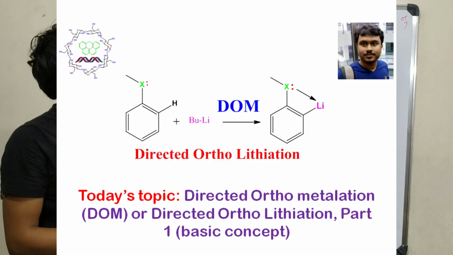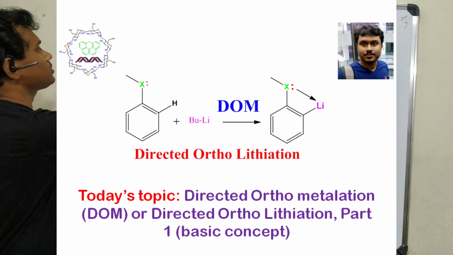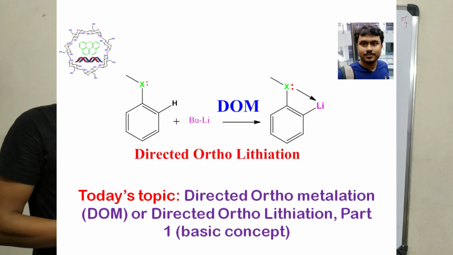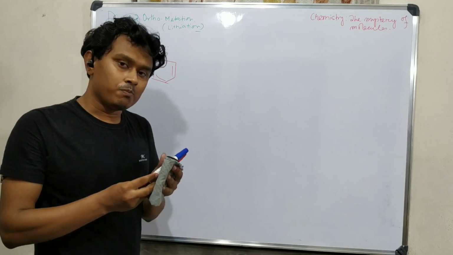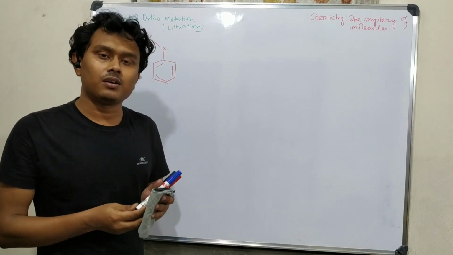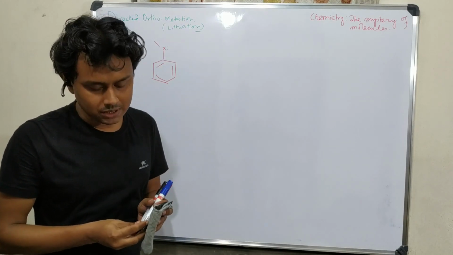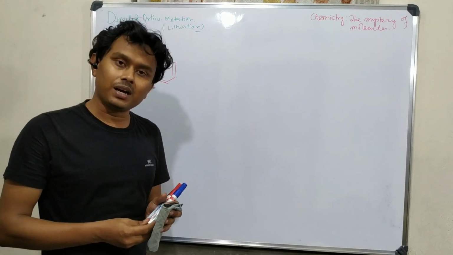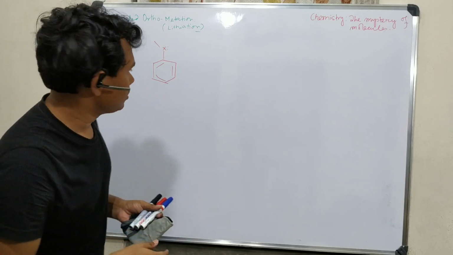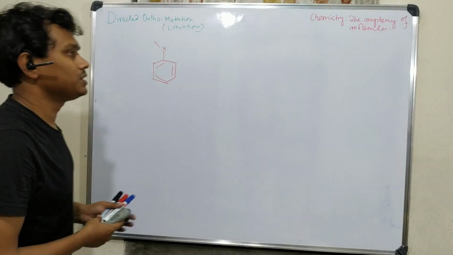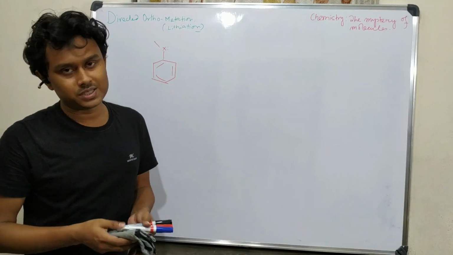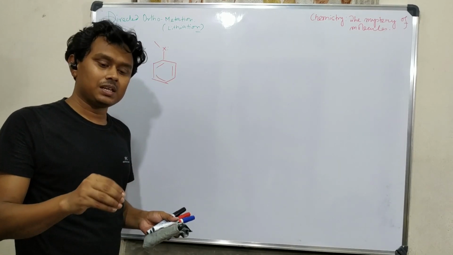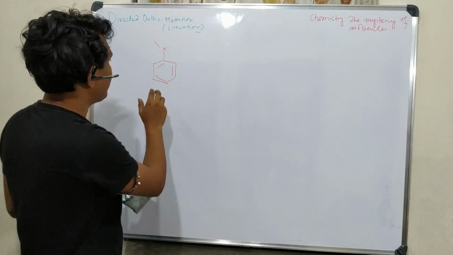And today we are going to learn about directed ortho-metalation. Last day we discussed the reagents which break the aggregate and control the reactivity, for example diethyl ether, THF, TMEDA and HMPA. So today we will check the uses of such reagents for selective lithiation followed by electrophilic addition on the aromatic ring.